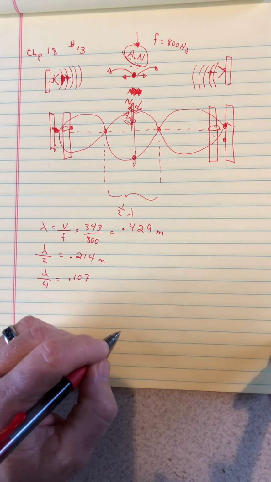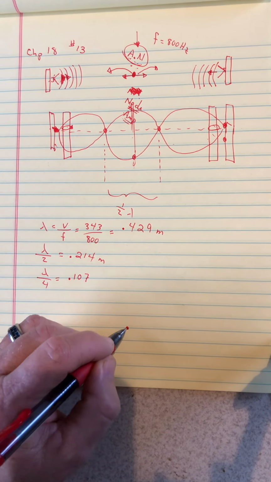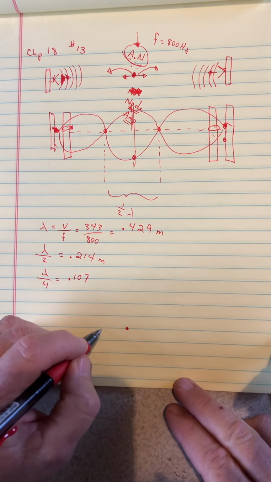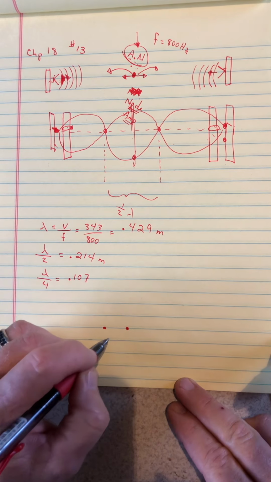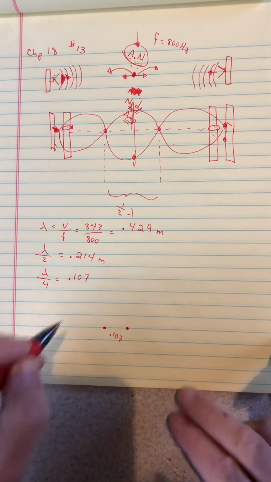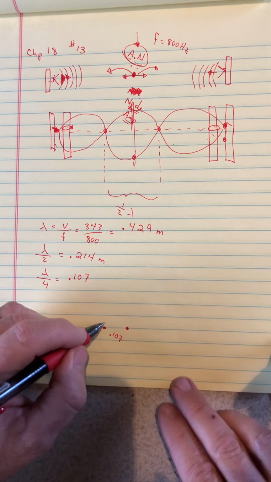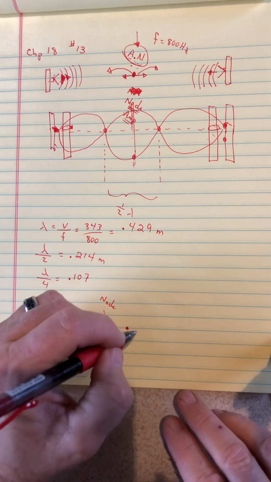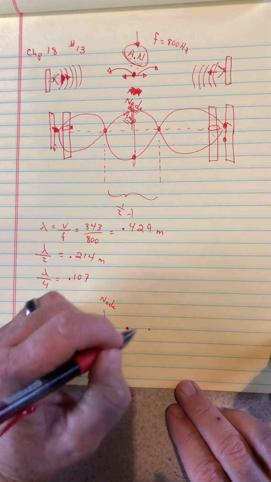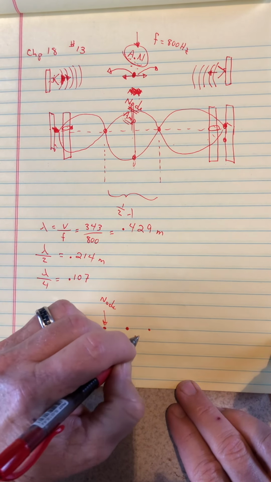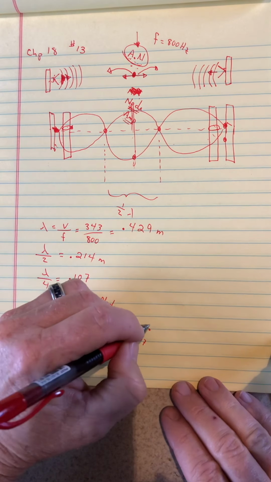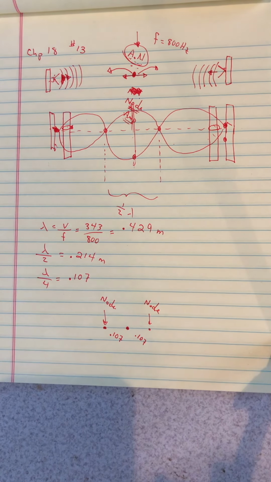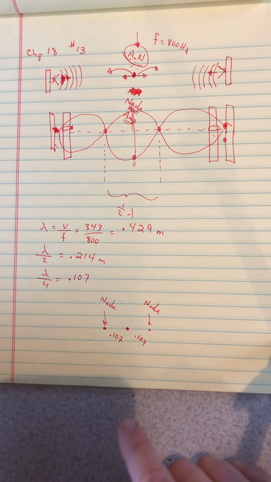I'm going to take the middle. Okay, so the middle, as we said, is an antinode. And I am going to go a quarter of a wavelength, 0.107. That right there would be then a node. And then I'm also going to go 0.107 to the right. And that too would be a node. So there's 2 of them.